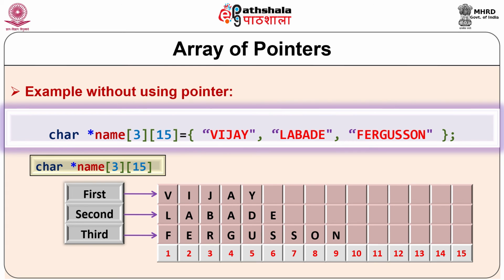This is the main benefit of array of pointers. If you compare the example using pointer and the example without pointer, you will find that the example using pointer is preferred over the example without pointer because of the wastage of memory.